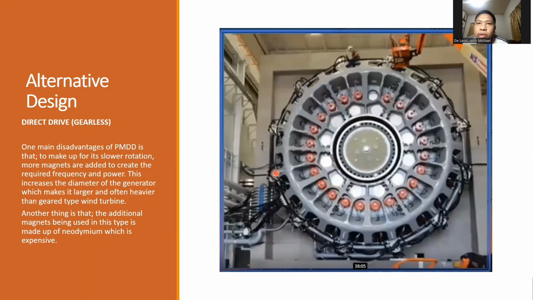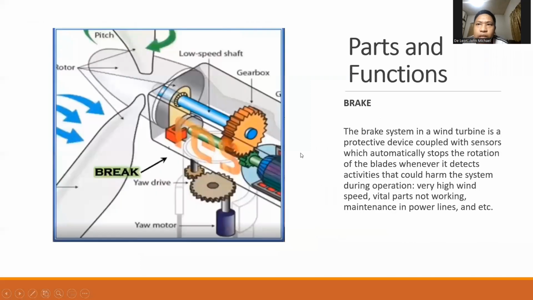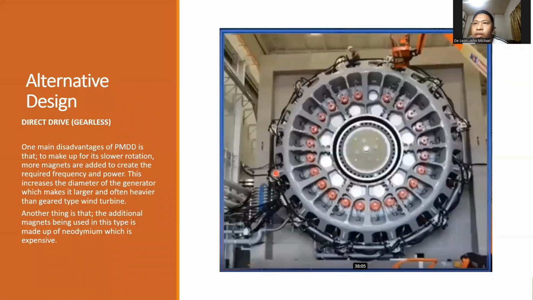Okay, ulit. One main disadvantage of PMDD is that to make up for its slower rotation, more magnets are added to create the required frequency and power. This increases the diameter of the generator, which makes it larger and often heavier than a geared type wind turbine. So mas mabigat, no? Nilagyan nga ng maraming magnets. Another thing is that the additional magnets being used in this type are made up of neodymium, which is expensive, so magastos pa. Okay, next.